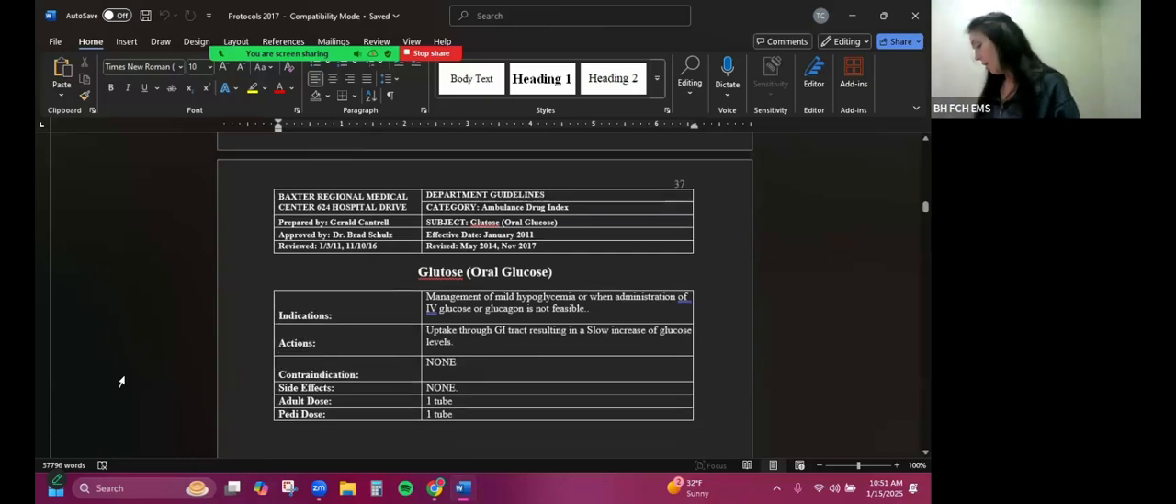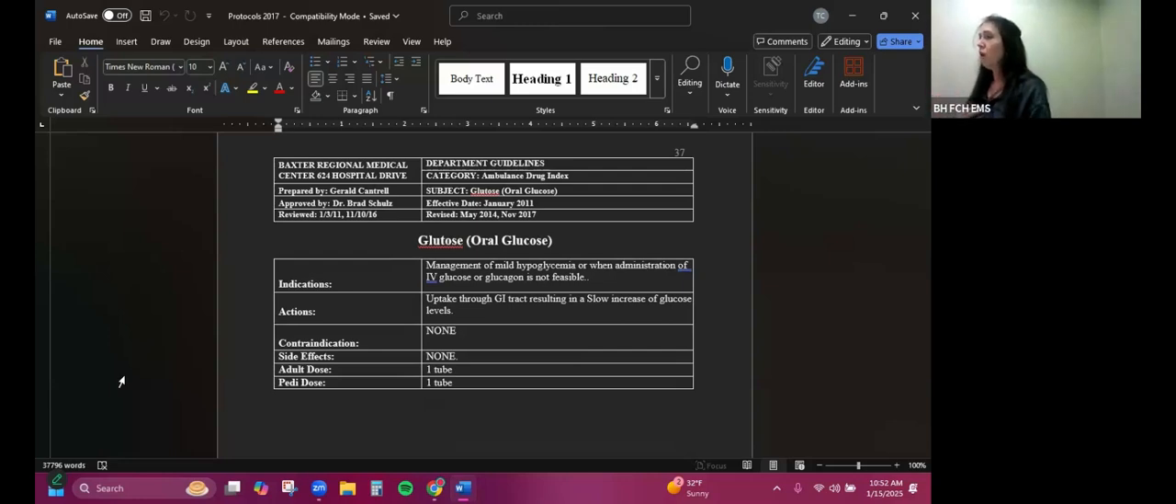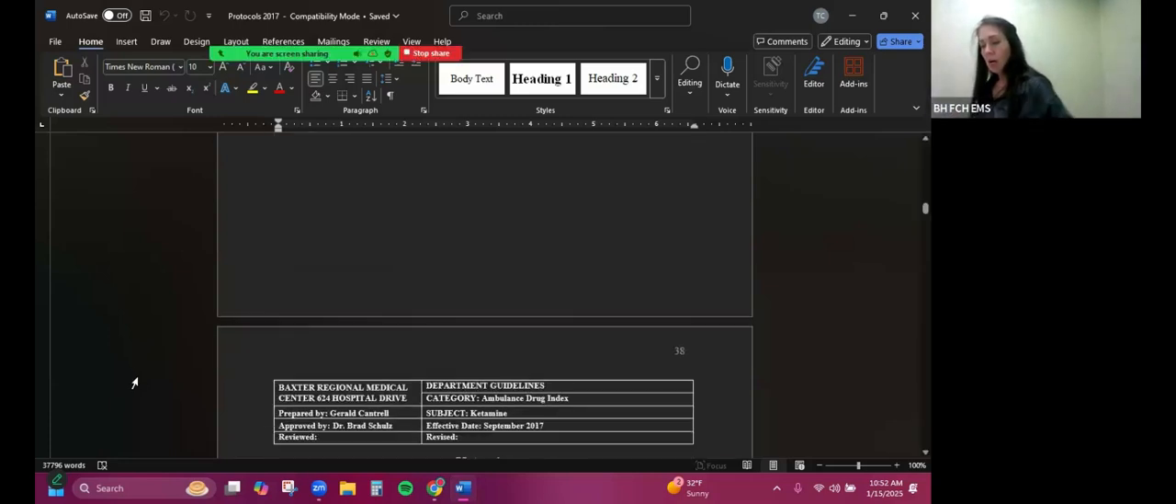All right, we got another, your oral glucose. Everybody's used that. It's a tube. Just make sure that there are no contraindications other than they have to be alert enough to swallow. That's the only thing. You don't want to stick something in their mouth if they're not alert enough to swallow, that they can aspirate on. So oral glucose. There's really not a whole lot on that one.